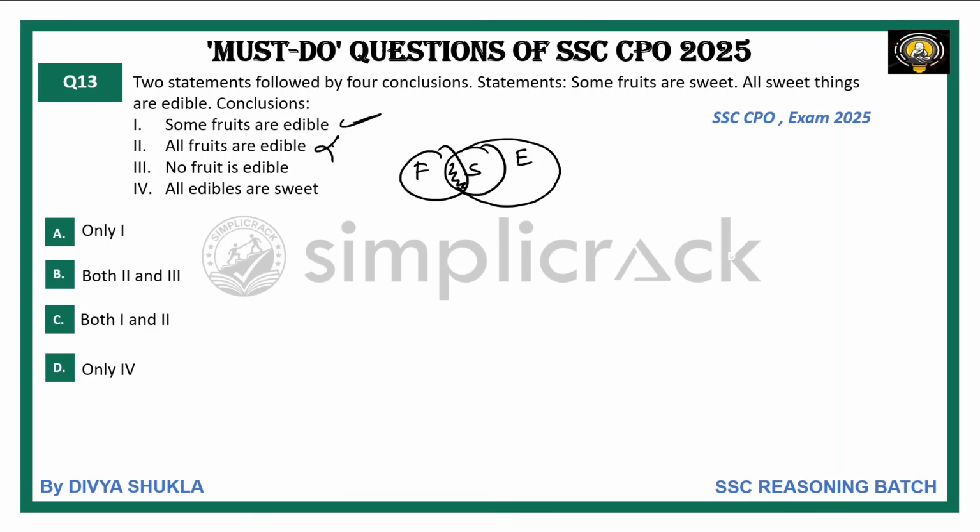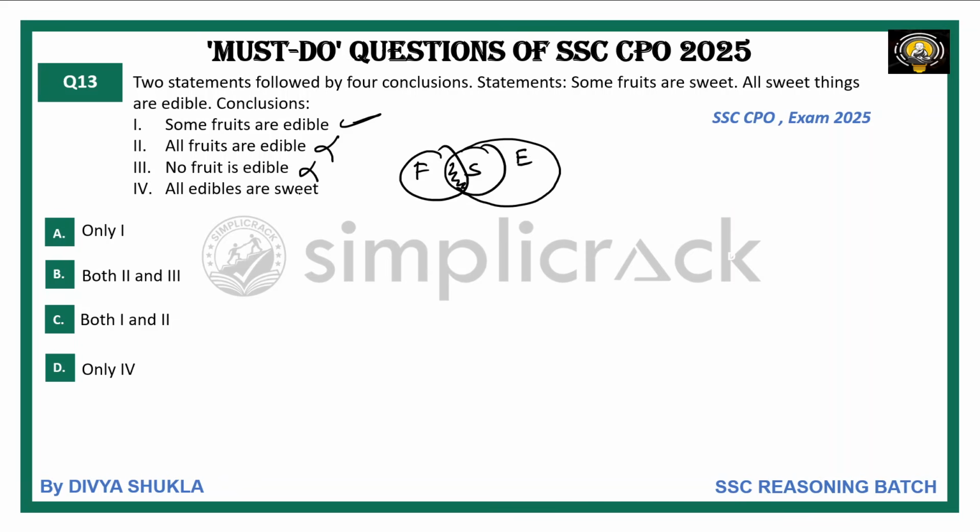No, this is not correct. Why is this not correct? Because only some part of fruit is edible. "No fruit is edible" is also incorrect. Okay. Why is this incorrect? Because there is already some part of fruit which is overlapping with edible. When there is already some overlap, you can't say that no part is overlapping.